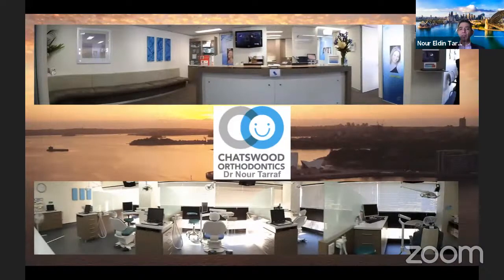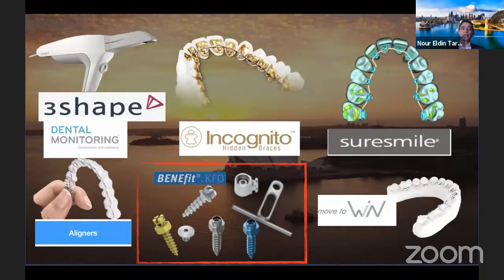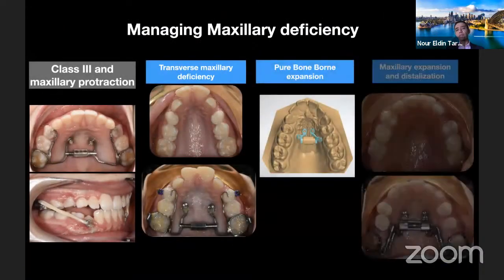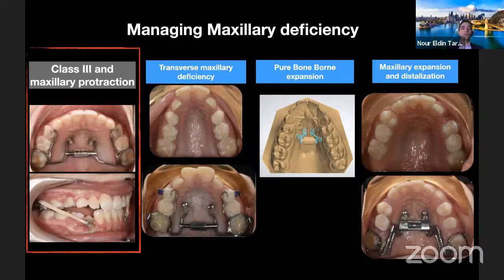So we do like technology. I tend to use a lot of 3D technology, a lot of aligners, a lot of Lingual. But today we're probably going to focus more on the use of TADs. In particular, my go-to system is the Benefit system. So we'll talk a little bit about where that fits in the management of maxillary deficiency. Now, we tend to use it in many different aspects of maxillary deficiency, but my focus today will be on class 3 malocclusion and maxillary protraction in particular.